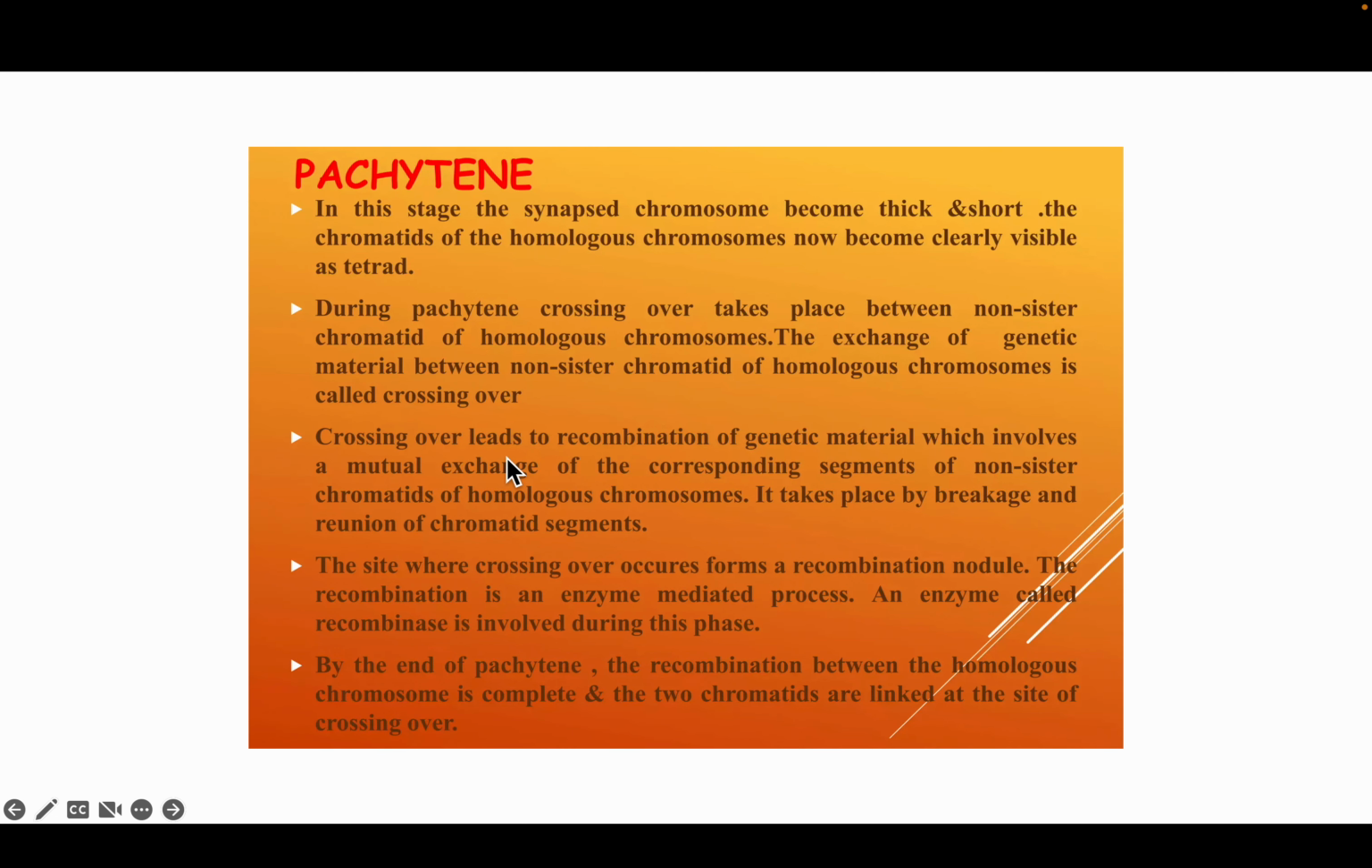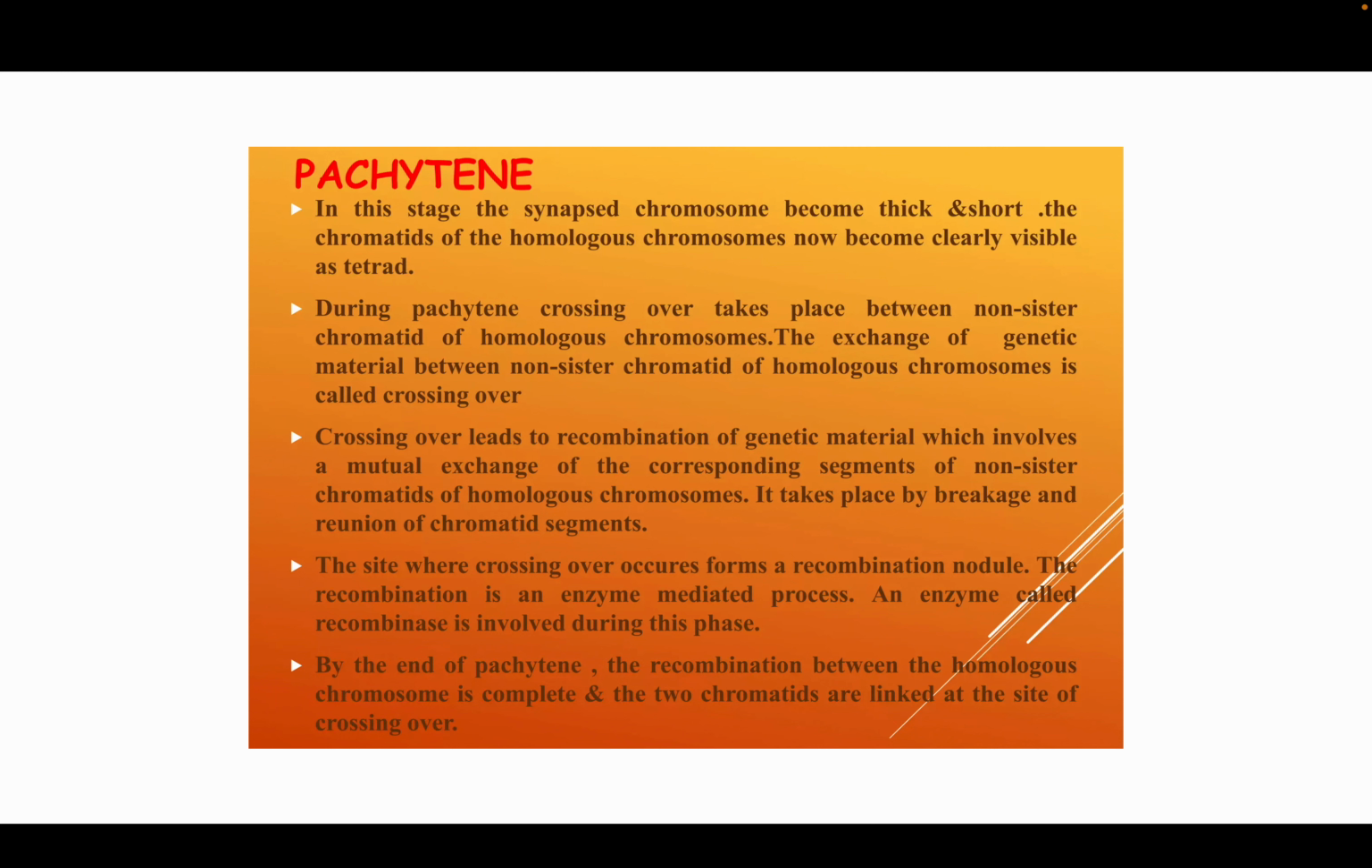So crossing over, when the homologous chromatids cross over, what happens? It leads to recombination of genetic material, which involves a mutual exchange of the corresponding segments of non-sister chromatids of homologous chromosomes. This recombination, or crossing over, happens by breakage of the bonds of the DNA or chromosomes, and reunion of chromatid segments occurs.